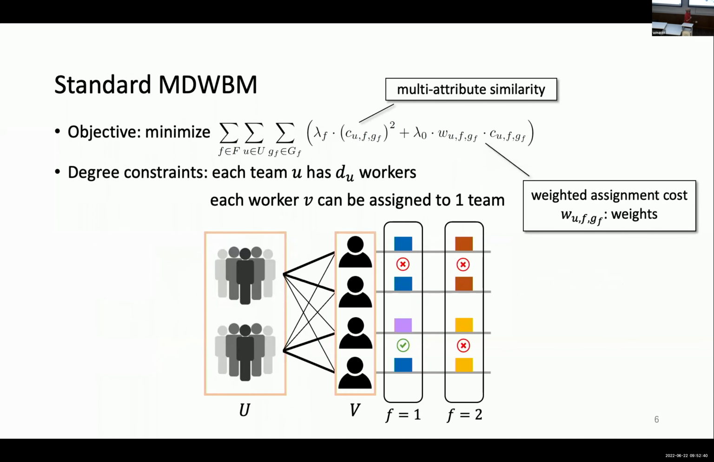Again, we're still working on previous work here: the standard multi-MD WBM. We have this multi-attribute similarity, and we have the weighted assignment. What we're trying to do is satisfy degree constraints. Each team U has exactly d_U workers. I'm going to talk in this team-to-worker assignment context. And each worker V can be assigned to at most one team.